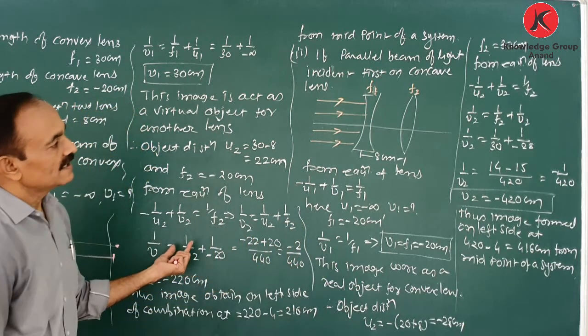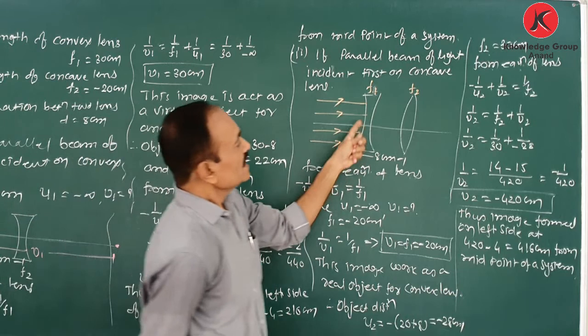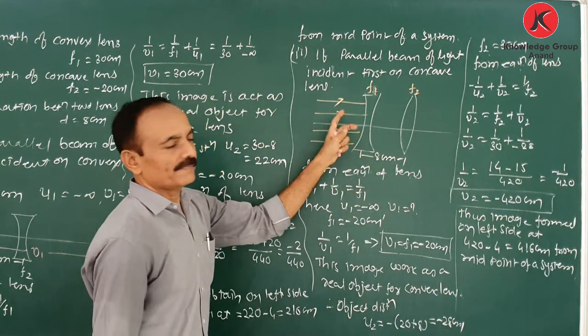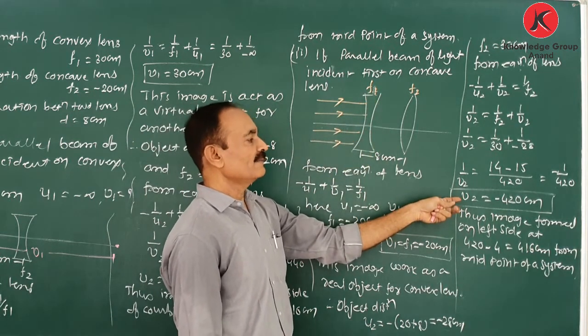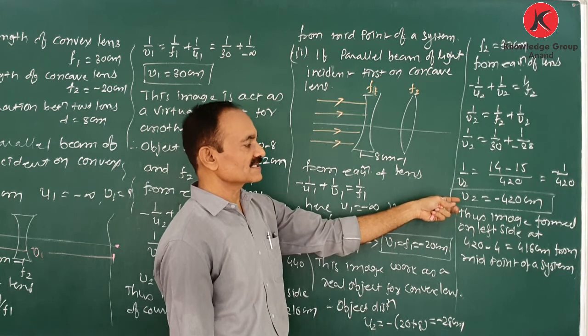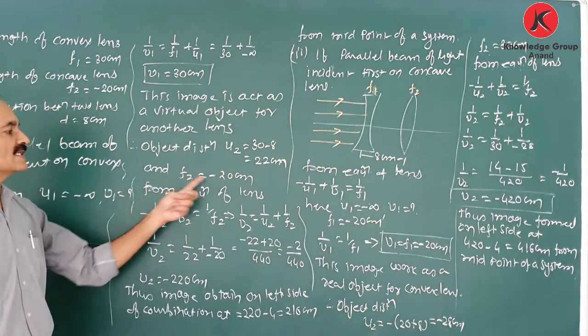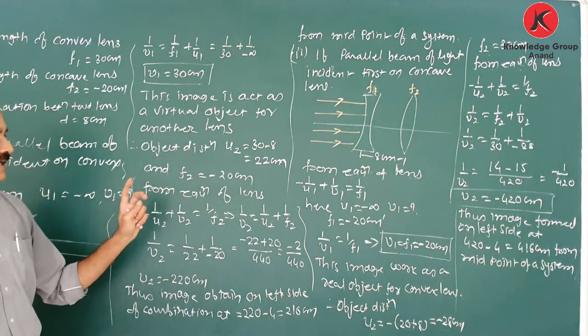So there is the difference due to the combination. Now listen, here what's happened? First we consider the parallel beam incident on the concave lens. At that time, the final image distance is large compared to the first case, when the parallel beam is incident on the convex lens. Clear? Okay.